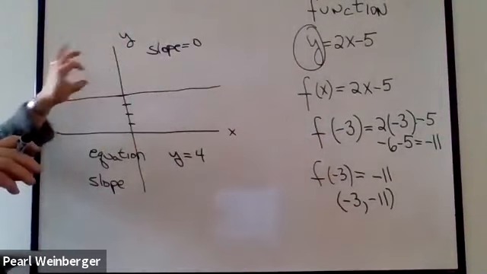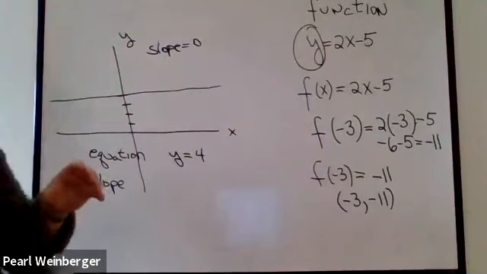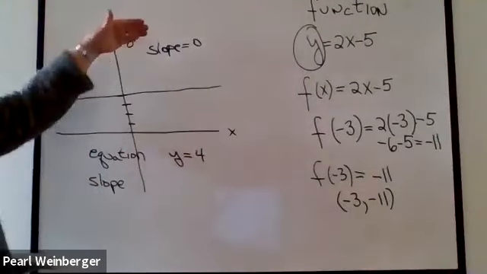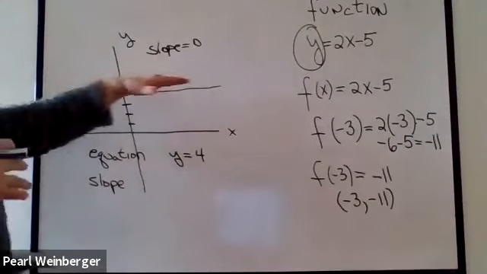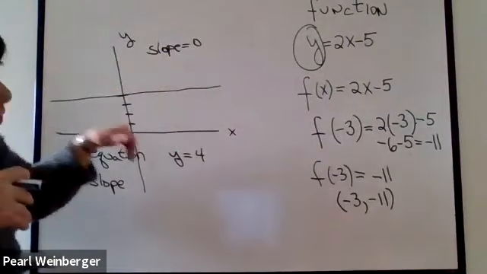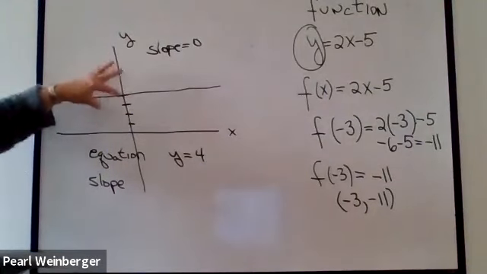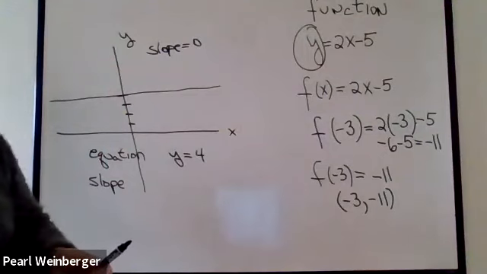And if I ask you what is the slope of the line, the answer is 0. Any line with a slope of 0 has to be a horizontal line, and its equation has to be y equals a number. And the number is, again, you just count up to where it crosses the y-axis.